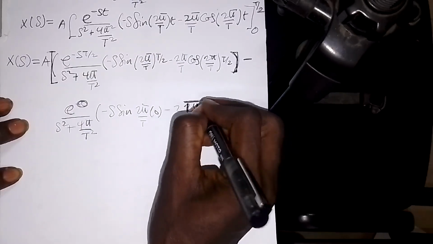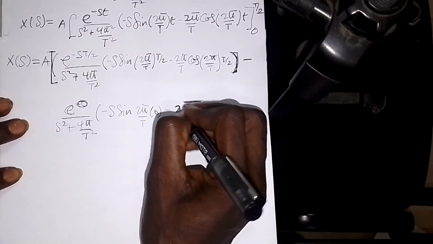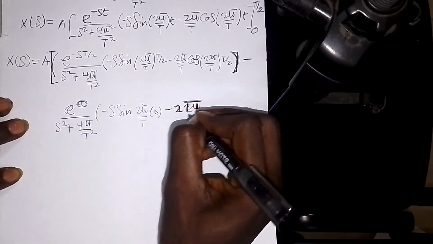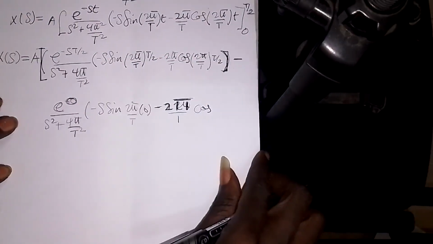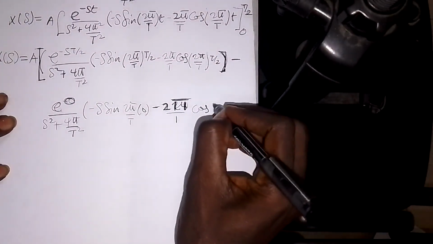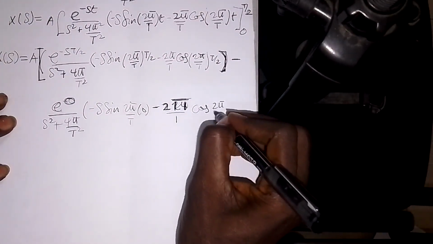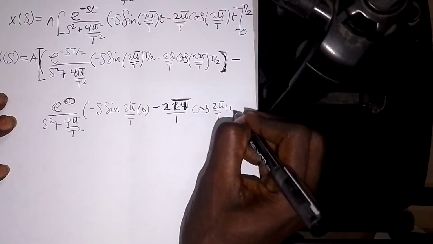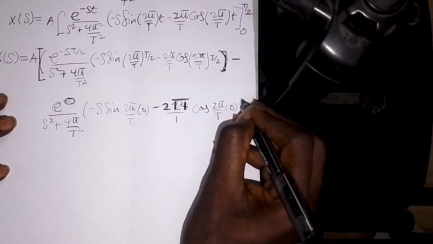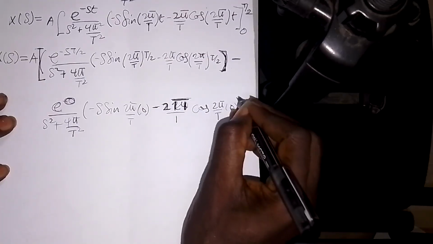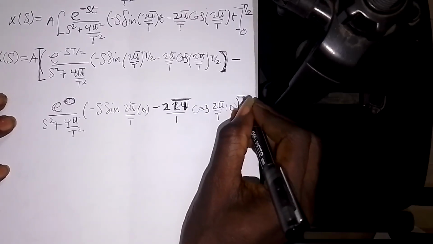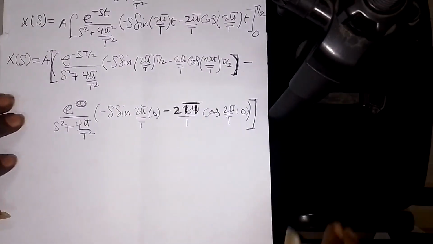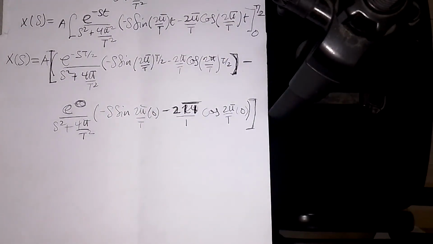Minus 2 pi on t cos 2 pi on t, where t is 0. Then I can close this one this way. So basically, this is what we're going to have.